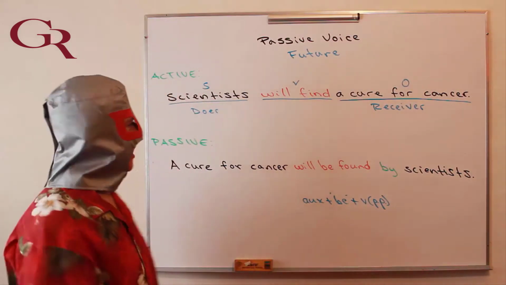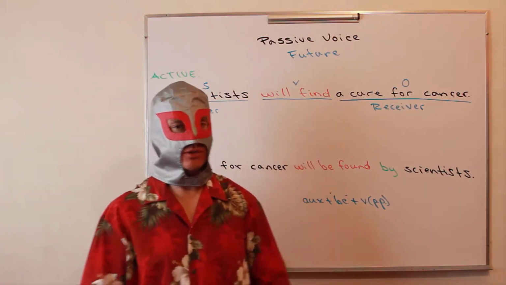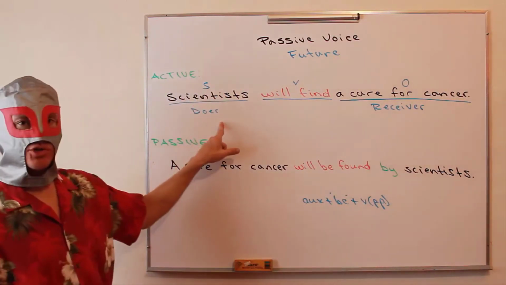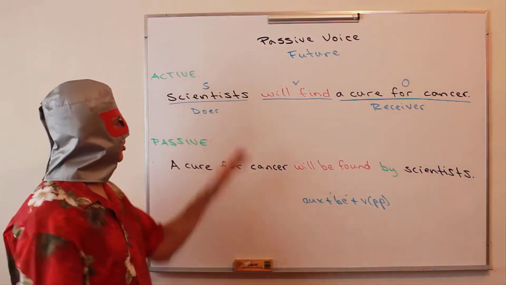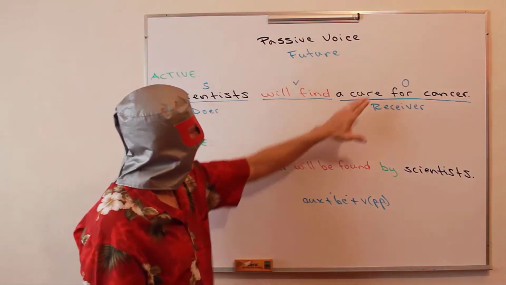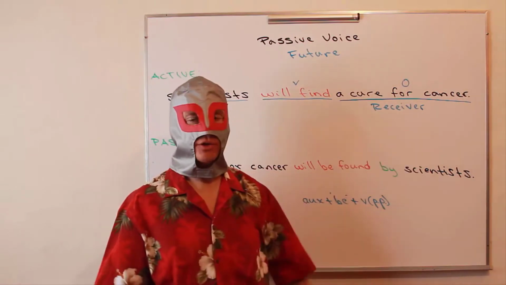Okay, so my example is in active. Scientists will find a cure for cancer. Let's keep our fingers crossed. Okay, so in the subject position, we have the doer of the action. Then we have our verb, will find, because it's the future. And in the object position, we have the receiver, a cure for cancer.